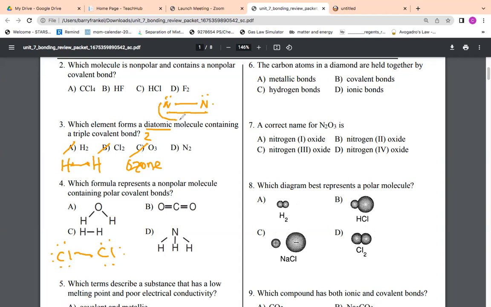There's another bond, and these can also bond. I mean, we wouldn't really draw it like this. It really looks like this with a triple bond in between each other. So we would want to go with choice D.